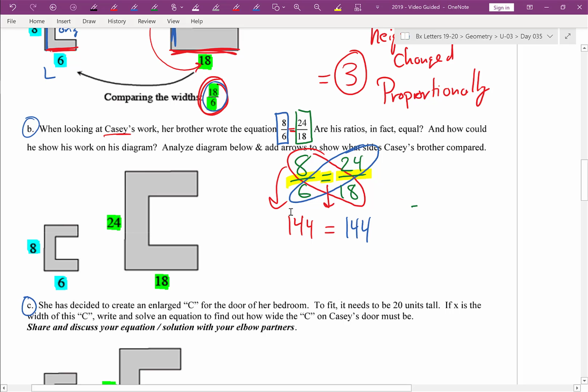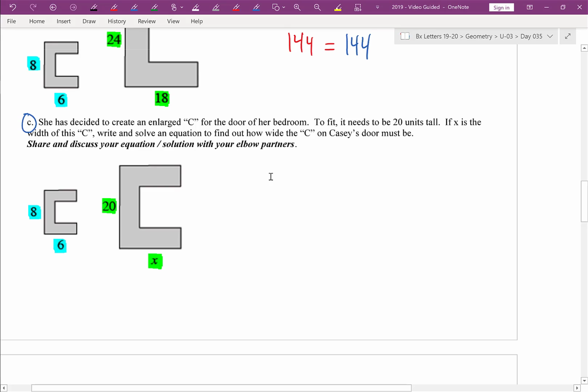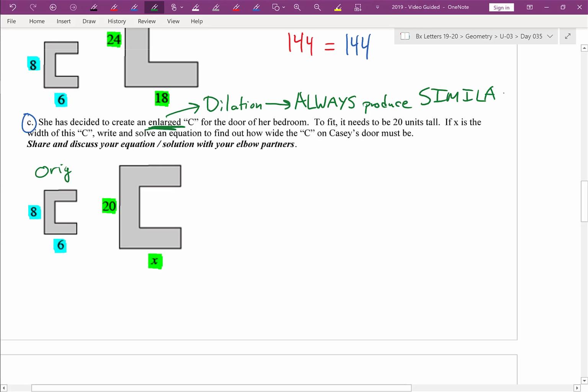They are equivalent. Now, the next thing we do is how to apply it. It's like, okay, she wants to enlarge the original. Now, when we enlarge it, that's a dilation. Okay? And dilations always produce similar figures. Alright? Similar figures are proportional. They have that property.